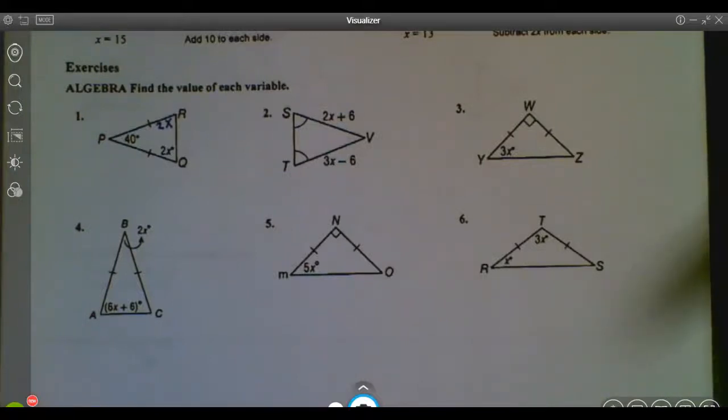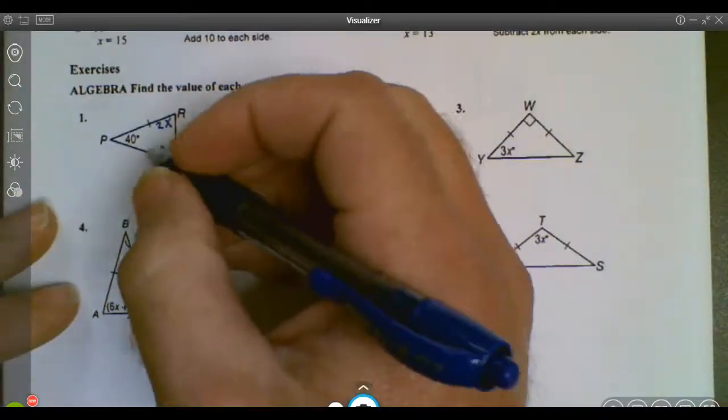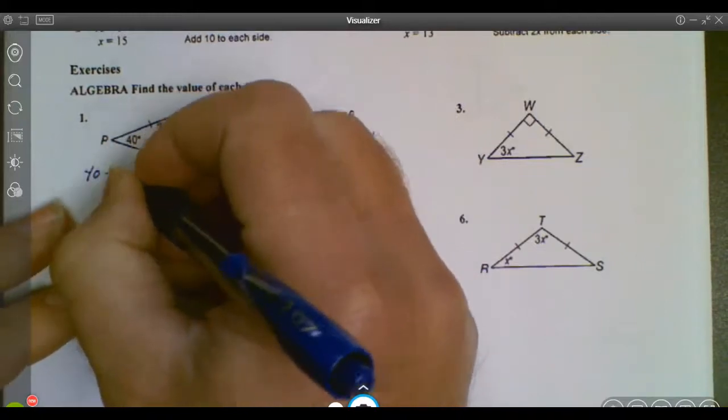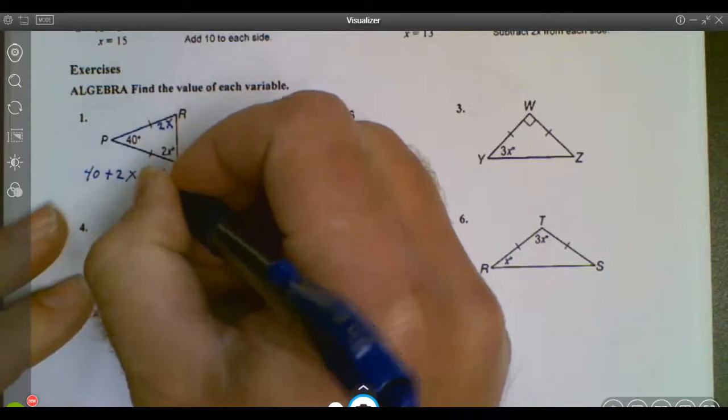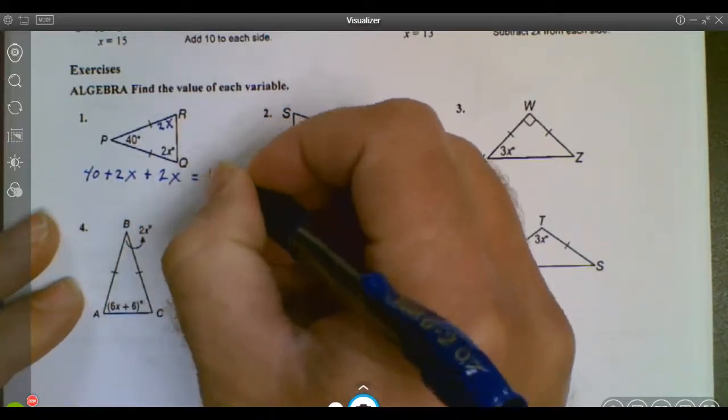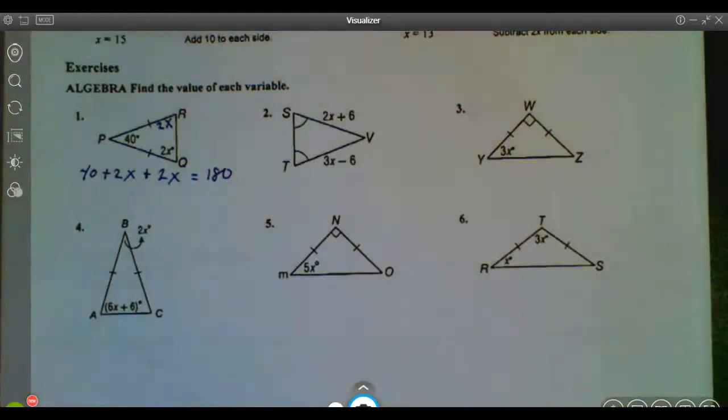So how do I set up an equation for this? We looked at the beginning of this chapter at something called the triangle sum theorem, which just says that when you look at any triangle, what do we know about all three angles of any triangle? They always add up to 180 degrees. So that must mean that the 40 plus the 2x plus the 2x must all add up to 180. And there's the setup of our equation.